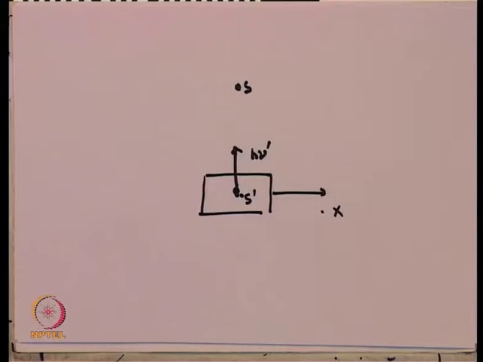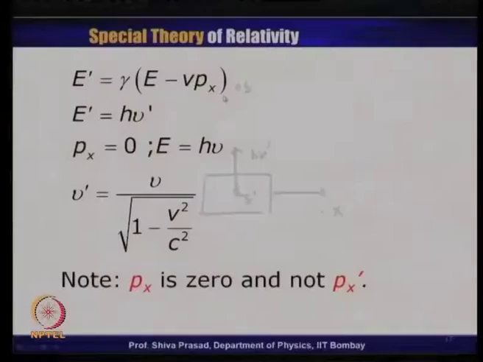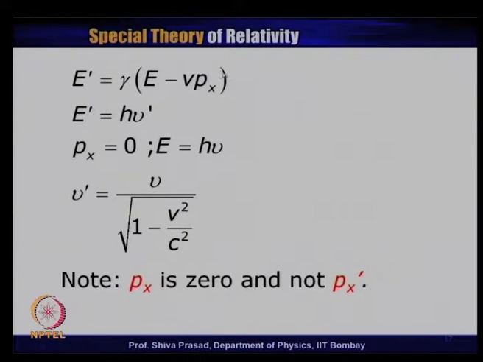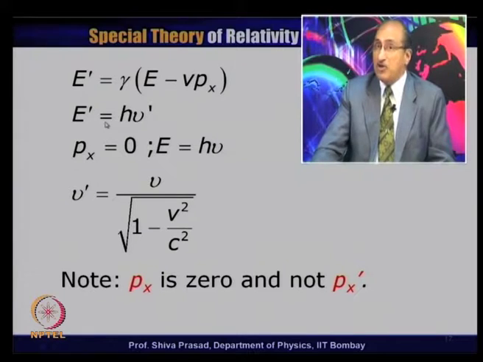So, E prime is equal to gamma (E minus V Px), with Px equal to 0. Of course, using exactly the same way, E prime is equal to h nu prime and E is equal to h nu. So, I put for E prime h nu prime, and for E h nu, Px is 0. So, I just get nu prime is equal to gamma nu.